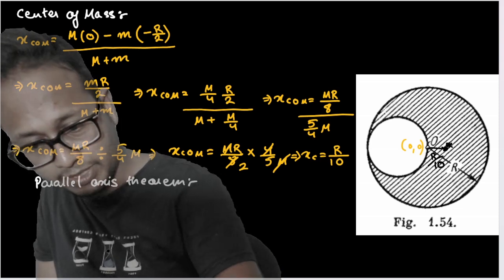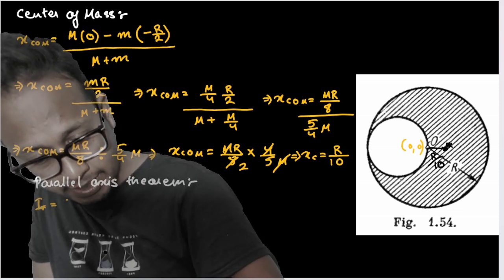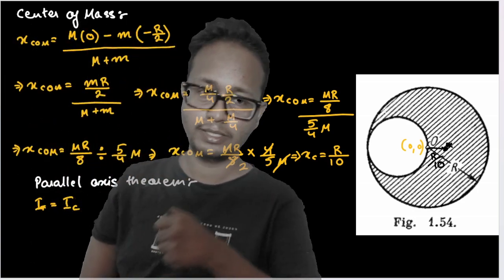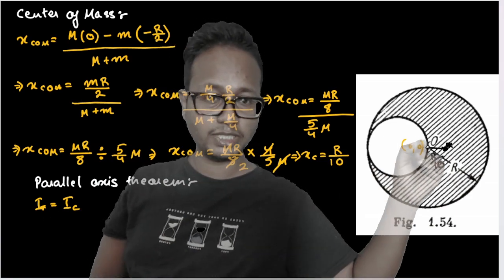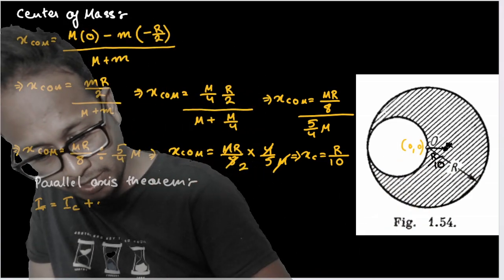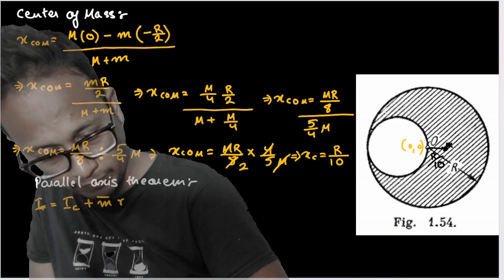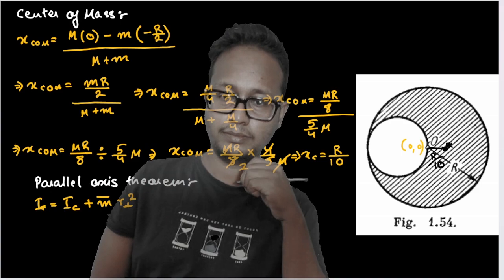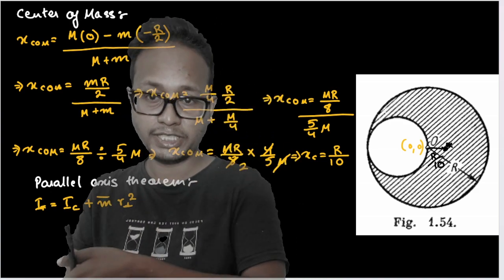what does the parallel axis theorem say? The moment of inertia passing through a new axis is nothing but the moment of inertia passing through the center of mass plus the mass of the object into the perpendicular distance between the axes squared, isn't it? This was the parallel axis theorem. Okay, what is the moment of inertia passing through the center?